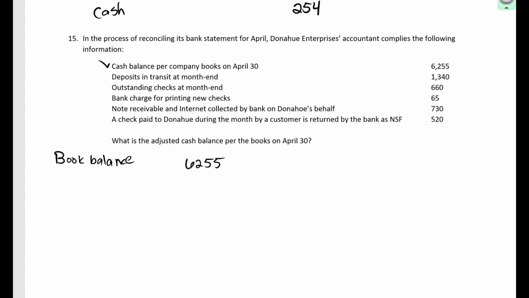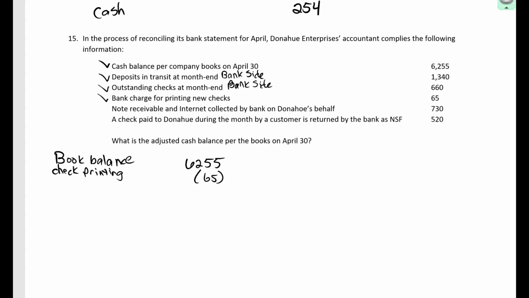Deposit in transit, that goes on the bank side, so we don't worry about that. Outstanding checks at month end also go on the bank side, so we don't worry about that. In fact, I will put bank side here. Bank charge for printing new checks, we do need to know about. Okay, so this is check printing. They took this from our account, and we need to now subtract it from ours. So we're going to subtract $65.